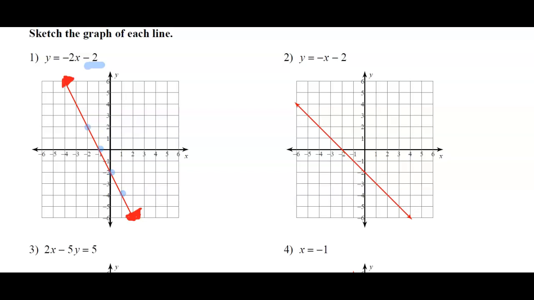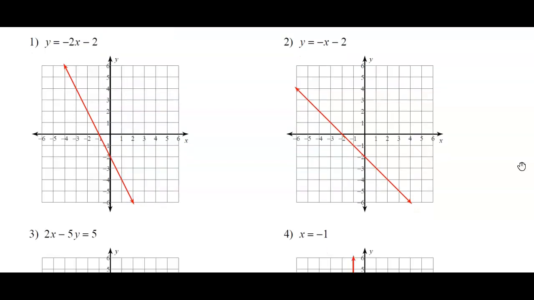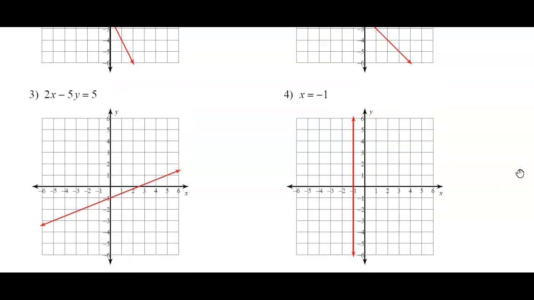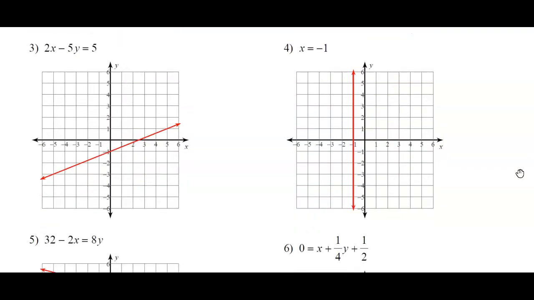Okay, same with number 2. Y-intercept is negative 2, and your slope is negative 1. Okay, for 3 and 4, number 3 was in standard form. So if you get an equation of a line in standard form, in order to graph that, you want to find your x and y intercepts.